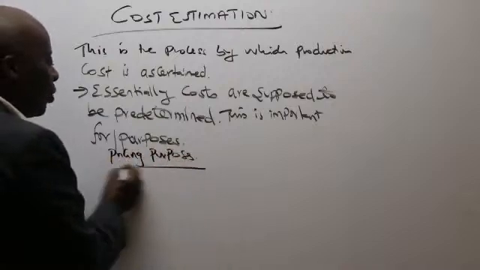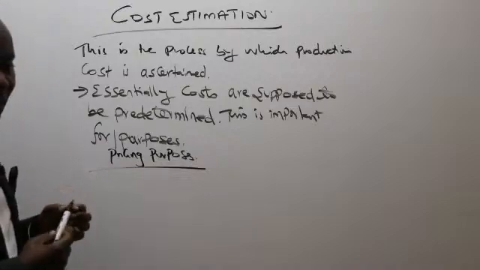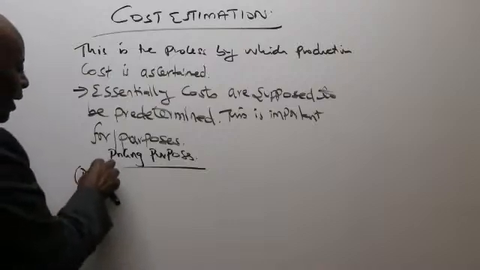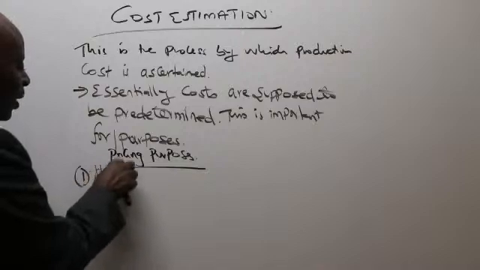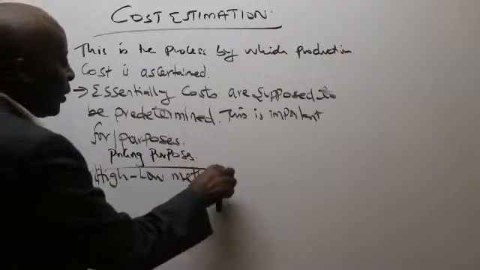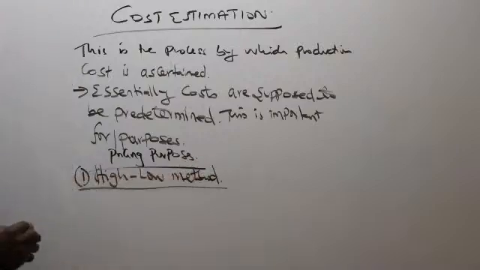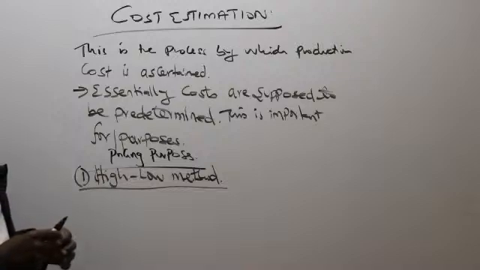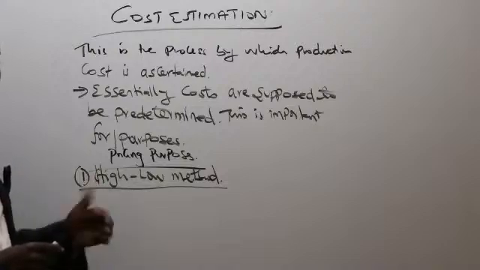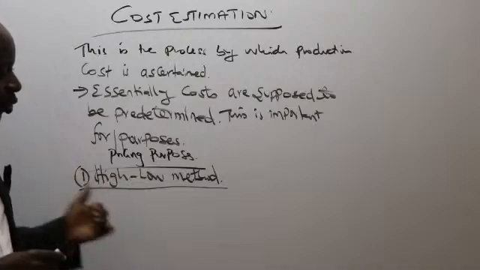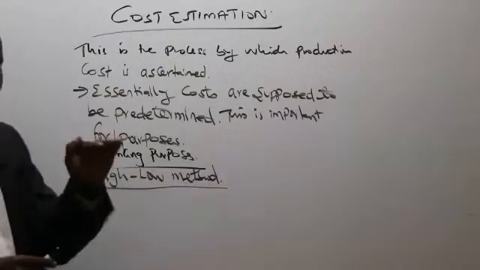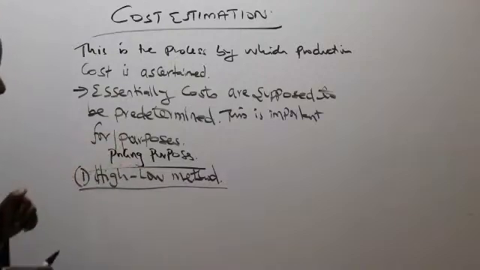Now, ladies and gentlemen, we have the cost estimation techniques. And the first cost estimation technique, if you look at your course outline, is the high-low method. So under the high-low method, what are we required to know? We're not going into those major details that you used to go through in section 2. No. Here it's a high level. It's helicopter studying, right?